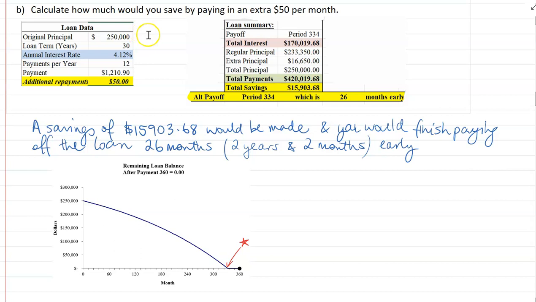So to answer that question, you've made a savings of $15,903.68, and you would finish paying the loan off 26 months early, so 2 years and 2 months. And if we look at the effect on that remaining loan balance graph, you'll see that we've simply paid the loan off earlier, so you still get the exponential shape, but then you get this flat region because you've paid it off before the 360th month.